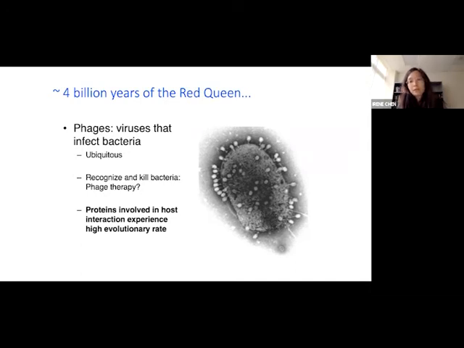And also, something I'd like to keep in the back of our minds here is that the proteins that are involved in host interaction experience a high evolutionary rate. So receptor binding proteins, for example, that bind to the host receptor, they evolve quickly. The host receptors are also trying to evolve, to avoid predation. And more importantly, the phages are evolving to continue to be able to infect their chosen hosts.